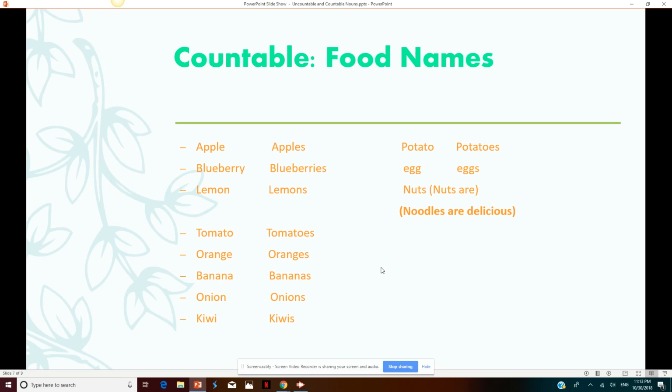Here I have a list of some countable food names. And you see all this list contains countable nouns because I can say 1, 2, 3, 4, 5 of all these items. These items over here, they have plurals. The only one that is a little different is the noodle because noodles is a countable noun.